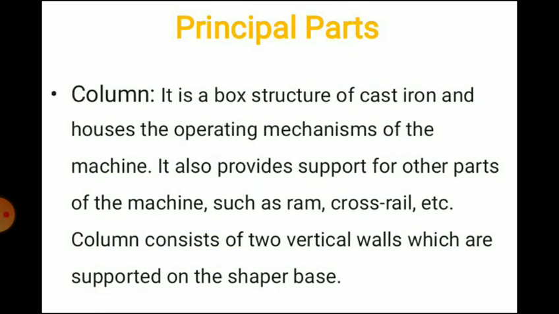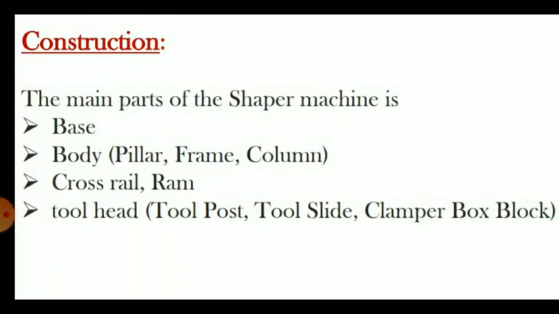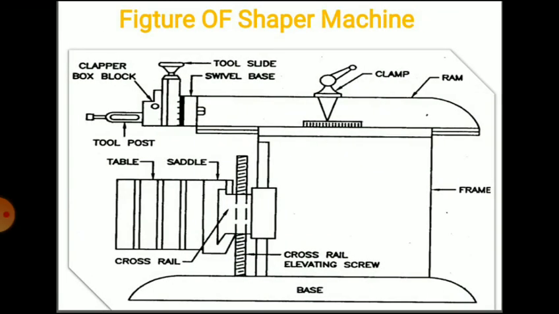Next part is the column. It is a box-like casting mounted on the base. It has a ram driving mechanism inside. Two accurately machined guideways are provided on the top of the column. You can see in the diagram, two accurate guideways are provided on the top of the column. The ram reciprocates on those guideways.